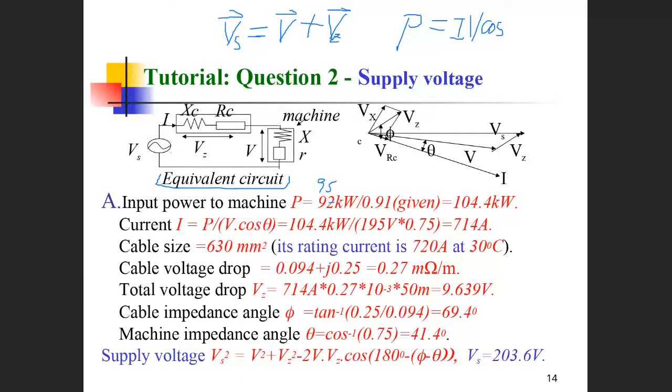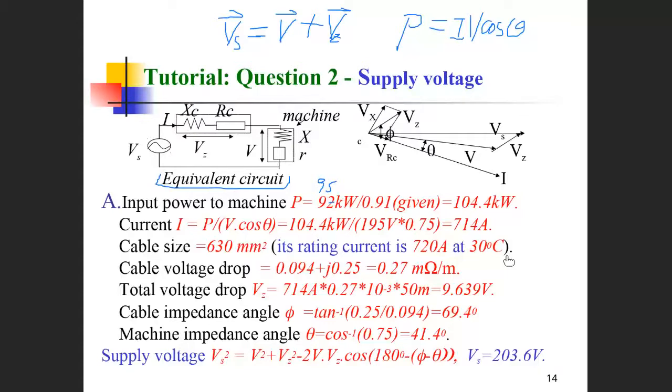The real power is the voltage times current times cosine theta between them for the machine. So you can estimate that for this machine, the current required is 714 amperes. Now, checking the tables we just talked about, you usually choose a cable whose current capacity is larger than 714 amperes, but close to it. From the table, one can find that the cable with a cross-section area of 630 square millimeters has a current capacity of 720 amperes at 30 degrees environment, which is larger than 714 amperes.